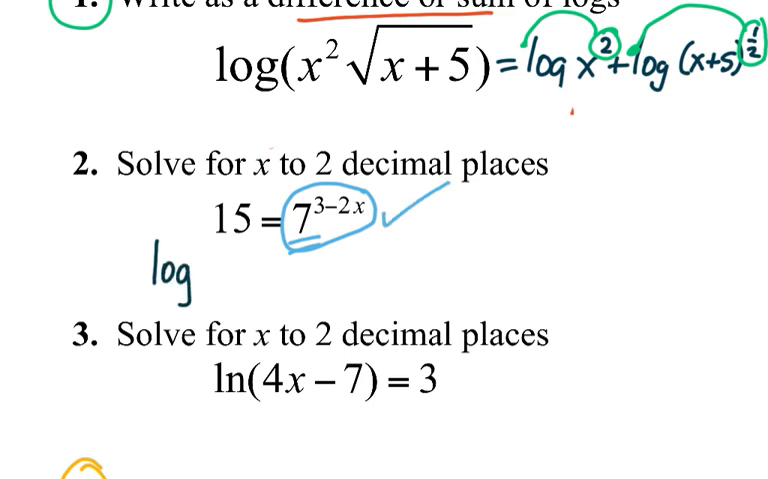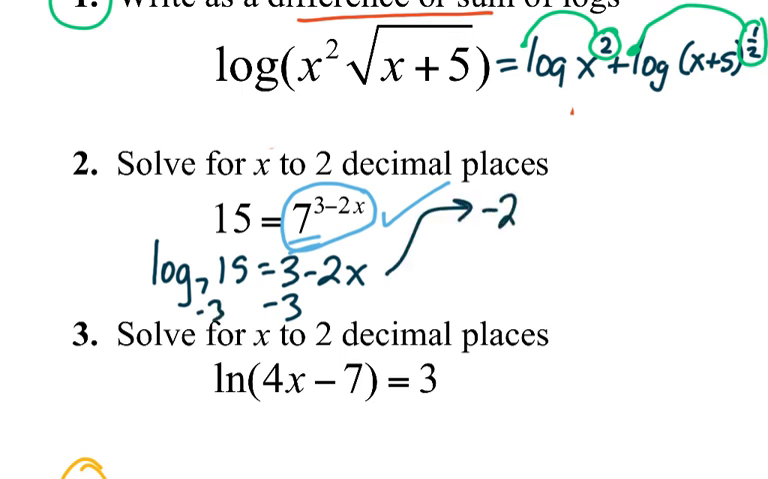This is log base 7 of 15 equals 3 minus 2x. Cool. So switching back and forth between log and exponential is really, really useful. And let's just do some algebra. I'll subtract 3. I get basically -2x equals log base 7 of 15 minus 3. Can divide by -2.